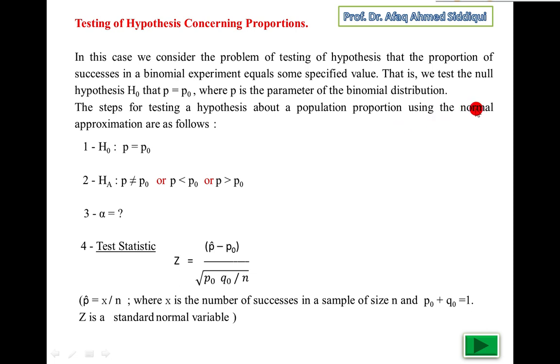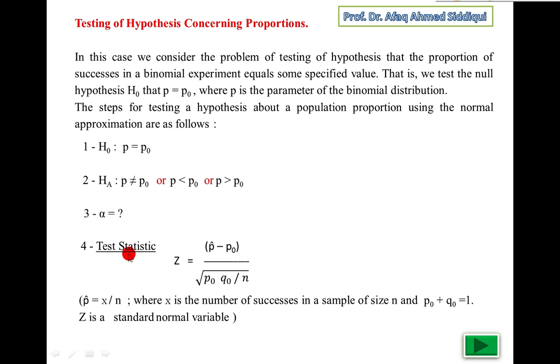So we will use the normal approximation formula of the normal distribution. So first step, null hypothesis. There are 6 steps, same as the previous, mean and standard deviation. P is equal to P naught. The alternate hypothesis will be P not equal to P naught, or maybe P less than P naught or more than P naught. Third step, same, alpha is equal to maybe 0.05 or 0.01, etc.